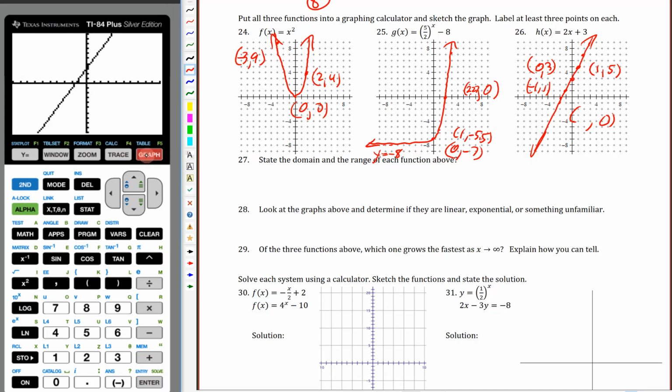So let's just go ahead and hit graph. Looks pretty good. We're going to hit trace. 0, 3, we got that one. Let's type in a 1. We get a 5. We're good there. Let's type in a -1. We're good there. Okay, so that's awesome.